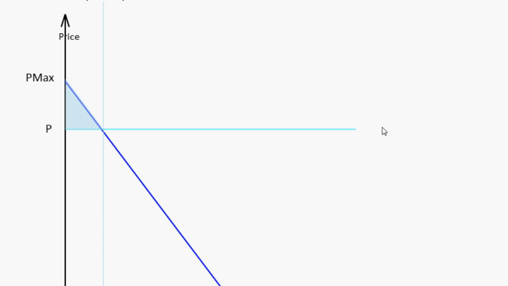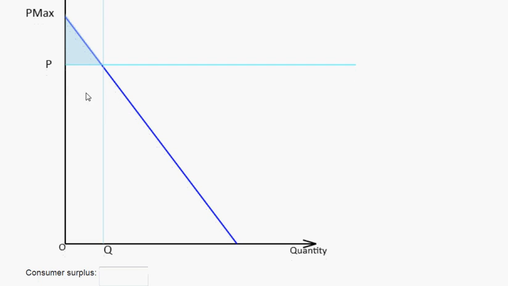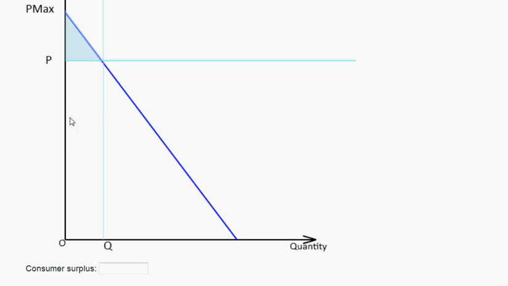Why is that? Well, let me just go over it one more time. Look at the first unit of good. It's worth P max dollars to the consumer. However, the consumer is only going to pay P dollars. So this is his surplus for the first unit. The same thing for the second unit, the third unit, and all the way up here. So if we sum up all this surplus, it's equal to the area of this triangle.